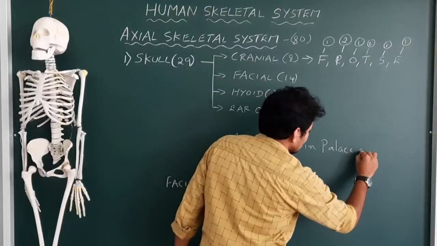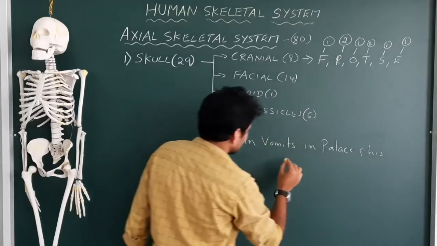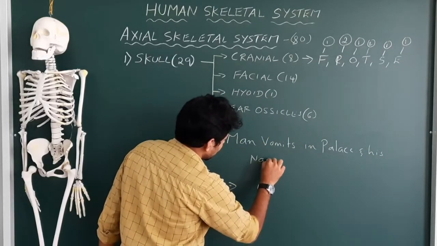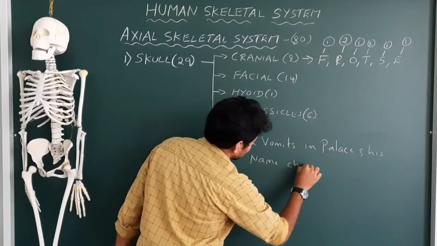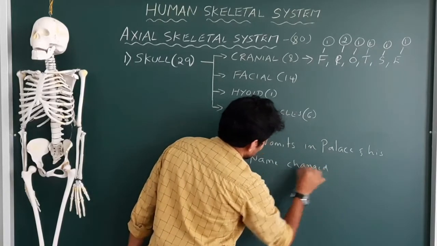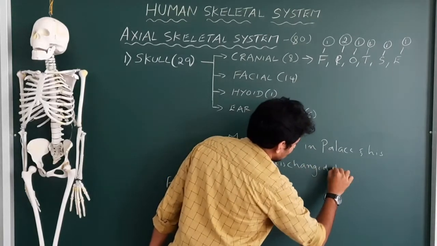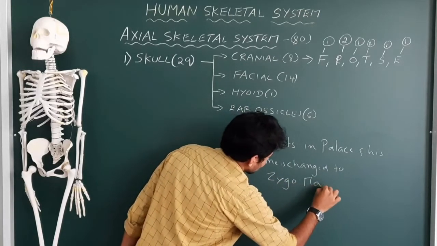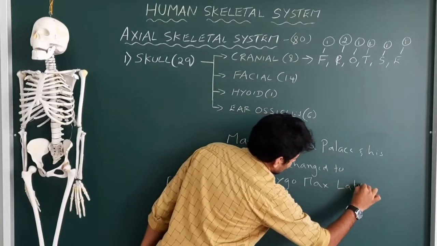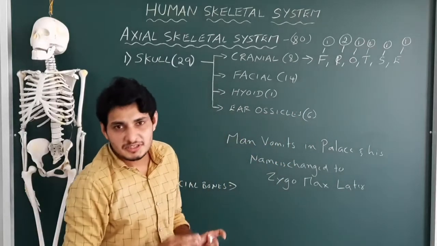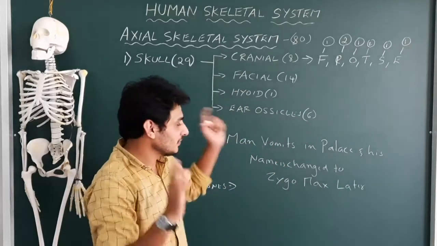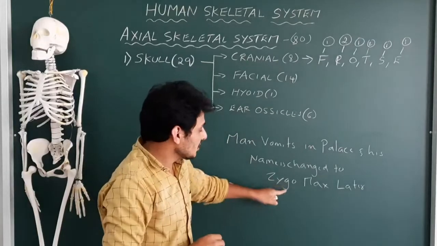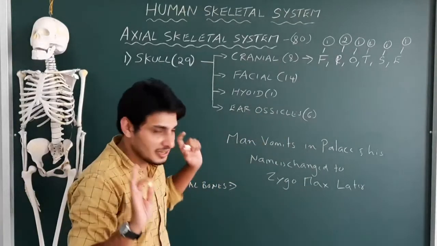And his name is changed to Zygomax later. So you can imagine a man vomits in a palace and later his name is changed to Zygomax later. Okay, so this is very simple.